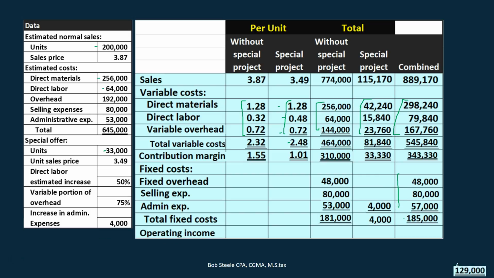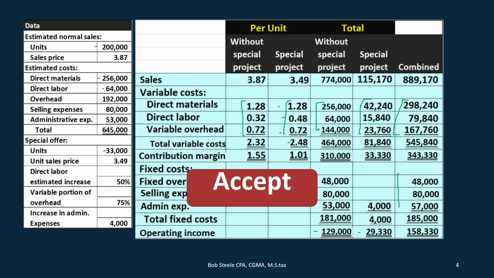That'll give us the operating income, and I'm going to get to the total operating income. It would be this 343,330 contribution margin less the fixed cost of 185,000, giving the operating income of 158,330. And that is going to be an increase. This is where we were at without the special offer. We're increasing, if we're just calculating based on the relevant costs, by the 29,330. Therefore, it's an increase, and yes, we should accept the project.